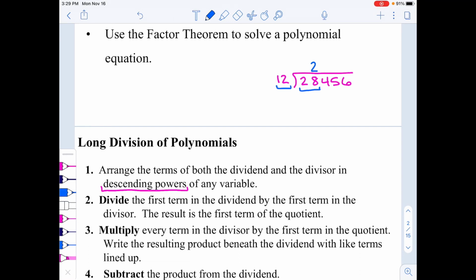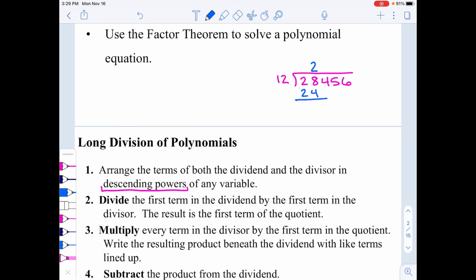And then from there, it says to divide the first term in the dividend by the first term in the divisor. The result is the first term of the quotient, being the answer to that division problem. So in our case, that 2 on the top there is the first part of our answer, right? So step 3 says to multiply every term in the divisor, that number that's on the outside, by that first term in the quotient and write the resulting product beneath the dividend with like terms lined up. So very similar to back in elementary school, right? When you did your division here, you found that it went 2 times, and then you would take your 2 times 12, you would have your 24. So that was step 3, do the multiplication.